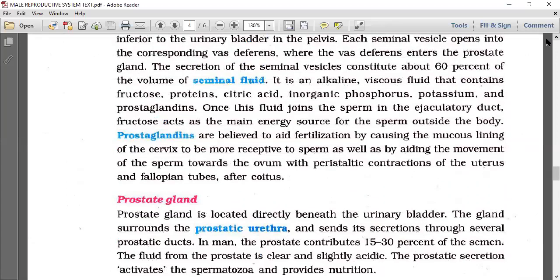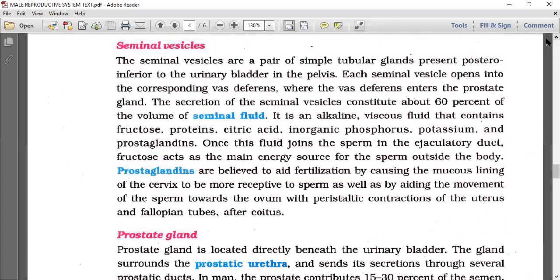Next, secretions. Secretion is one of the very important contents here. Then what are the secretions here? Fructose, protein, citric acid, inorganic phosphorus, potassium, prostaglandin. Actually, each individual function is not given. For example, citric acid is the instant energy: alpha ketoglutaric acid of the citric acid cycle directly enters and provides the instant energy. These kinds of things we don't have in our state text even.